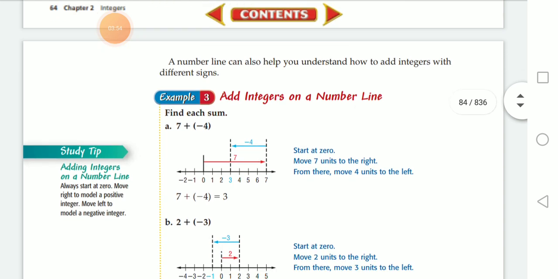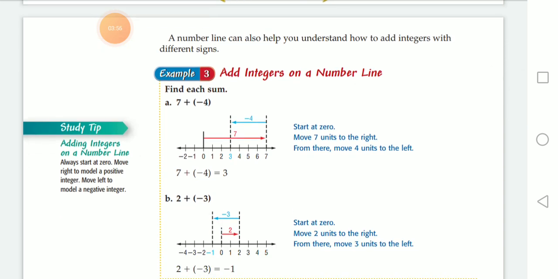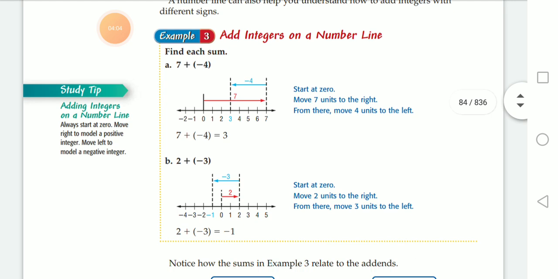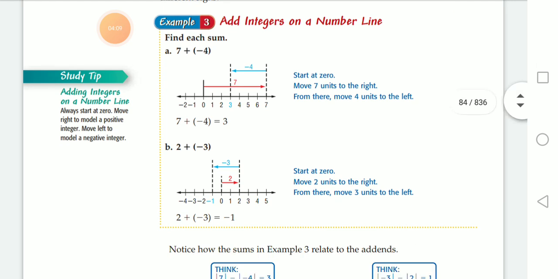It's easy. A number line can also help you understand how to add integers with different signs. Okay, this is more tricky. Add integers on a number line. Find each sum. 7 plus -4. What should I do here? I can't do it by myself, so let's see first with a number line.